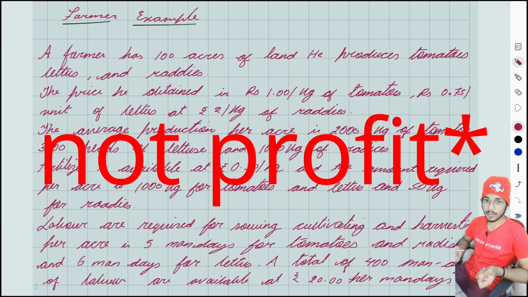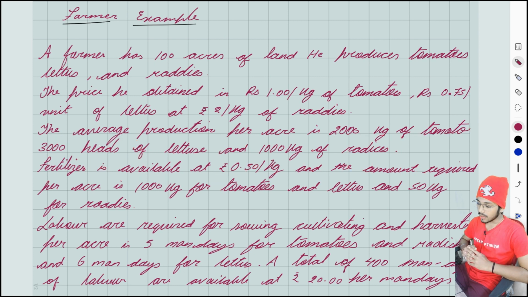The average production per acre is 2000 kg of tomato, 3000 heads of lettuce and 1000 kg of radishes. Fertilizer that he will use on his land is available at rupees 0.50 per kg, and the amount required per acre is 1000 kg for tomatoes and lettuce and 50 kg for radishes.